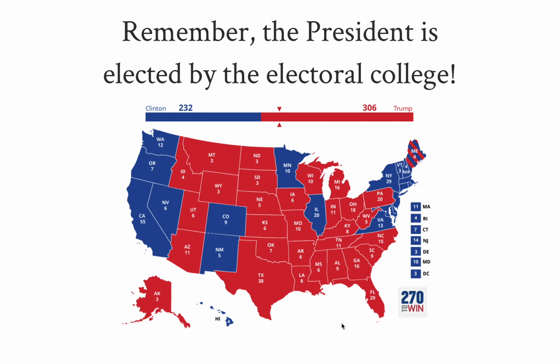Okay, and we know that each state has the number of electoral votes as they have in Congress. So 2 senators plus however many representatives they have. And then we know that D.C., thanks to the 23rd Amendment, also gets 3 votes for the Electoral College. And whichever candidate gets 270 votes is the candidate that will win the election.